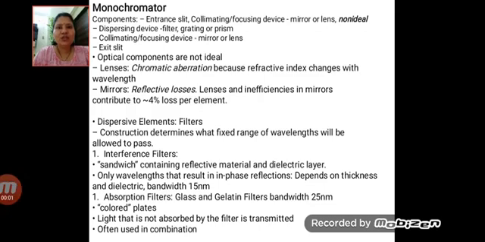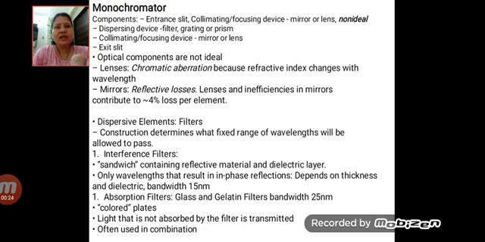Good morning, dear student. In our previous lecture, we studied the different light sources used in the UV visible spectrophotometer. Now we'll move towards the most important component of the UV visible spectrophotometer, the monochromator, used to select a particular wavelength or a range of wavelengths.